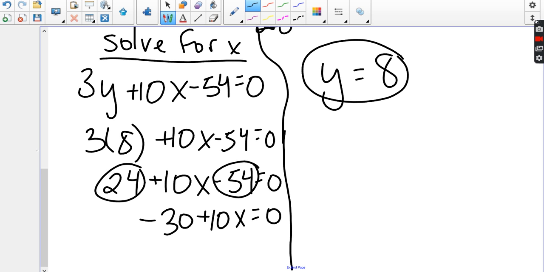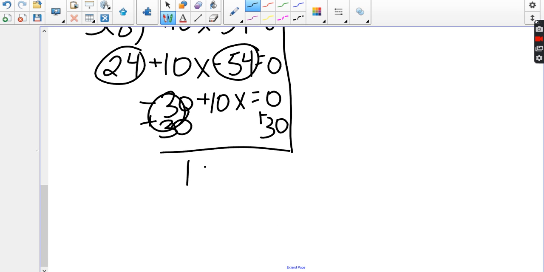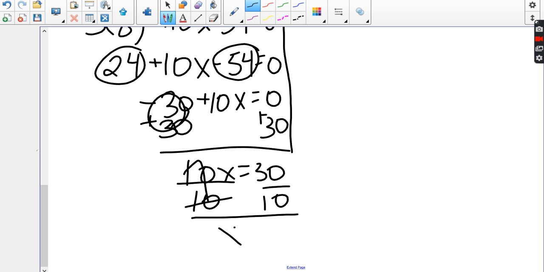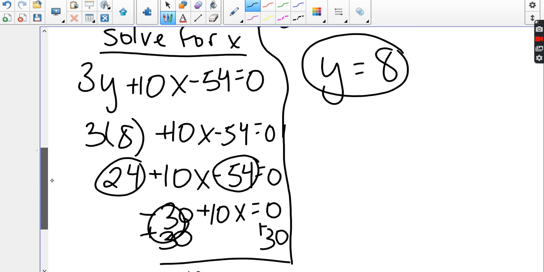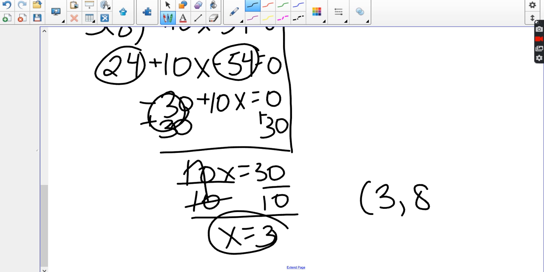And now I need to use inverse operations, so I'll add 30 on each side. Okay, so 10x is equal to 30. Divide that by 10. And we get x is equal to 3. So our solution was 3. And scroll back up to the y value, 8. 3, 8 is our solution.